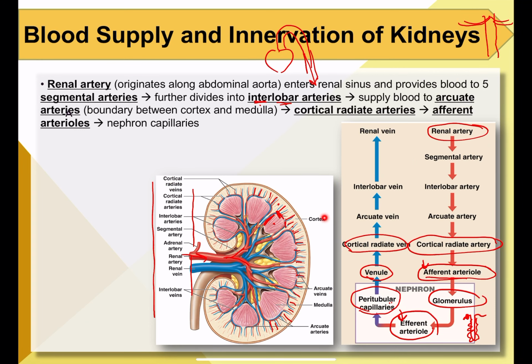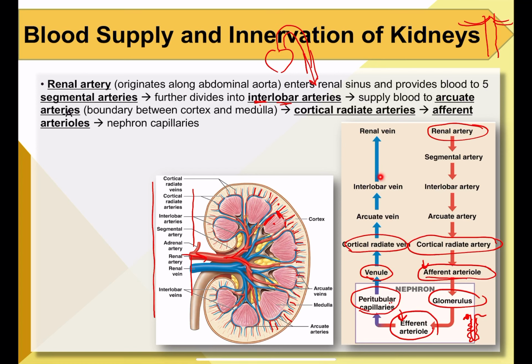I'm trying to get the laser. There you go. So you have the renal cortex area. You see all these blue things. Those are the cortical radiate veins, which drain into your arcuate vein, and then into your interlobular vein, and then back through your renal vein, and then up the inferior vena cava back to your heart. So that's the whole entire circulation of your kidney.